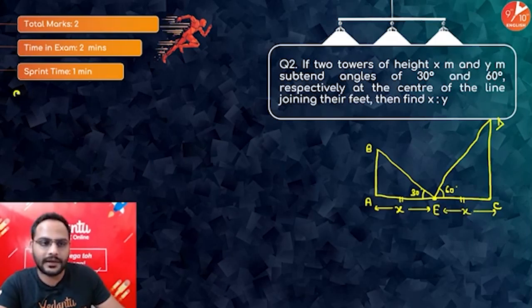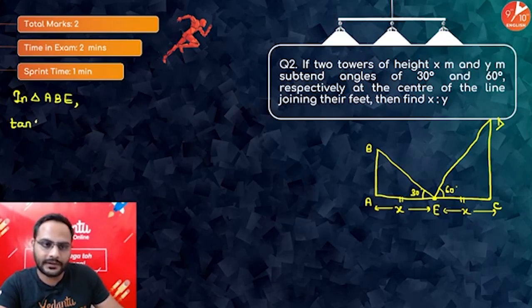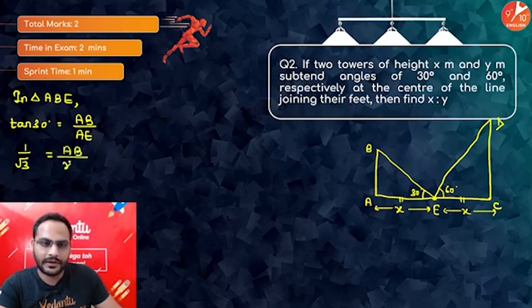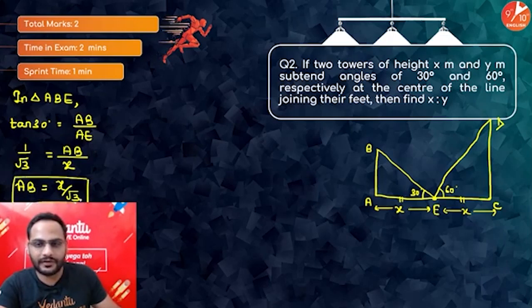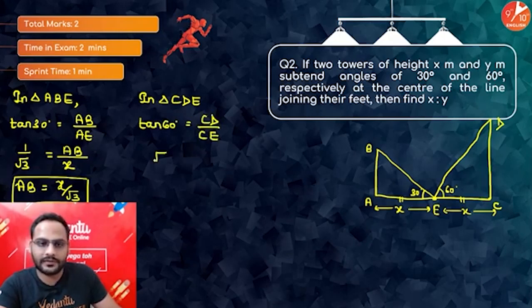So if I look at triangle ABE first, in triangle ABE, you will say tan 30 is equal to ratio of AB with AE. Tan 30 is 1 by root 3. AB you need to find out. AE you have taken as X. So AB is equal to X upon root 3. That is your AB. Similarly, if I go for triangle CDE, if I use tan of 60 degree, in that case it will be CD upon CE. Tan 60 is root 3. CD we need to find out. CE is X. You got CD as X root 3 meters.